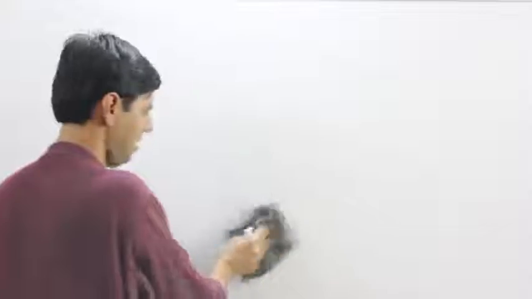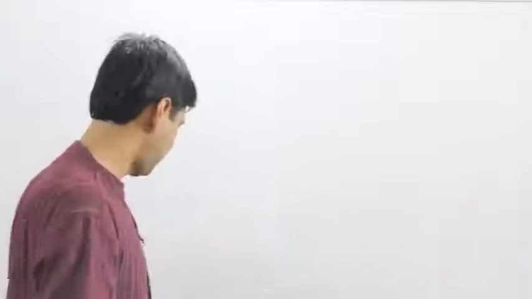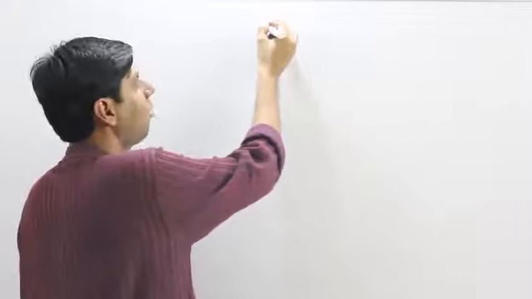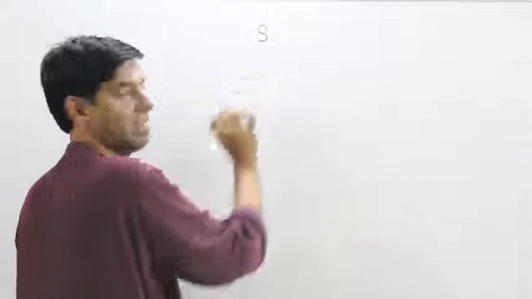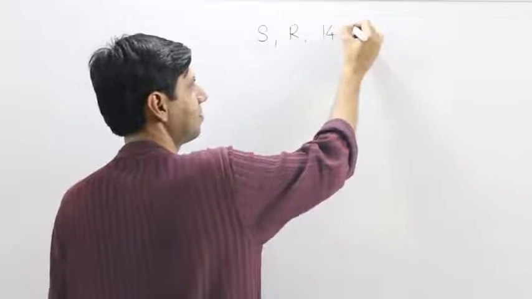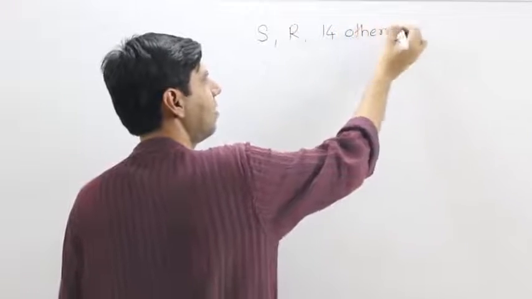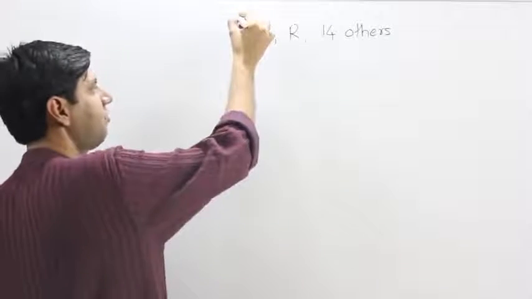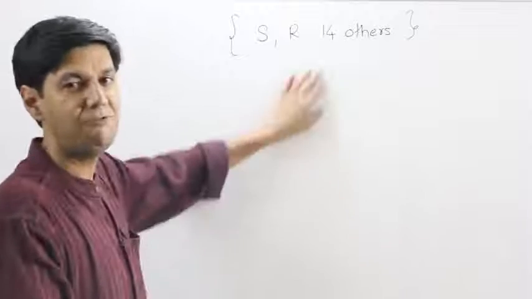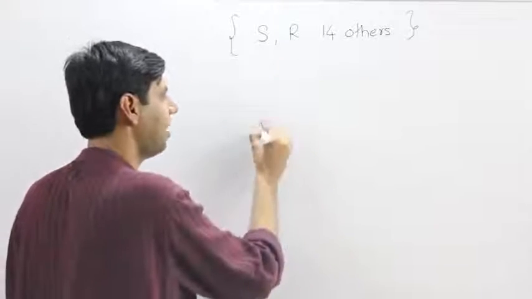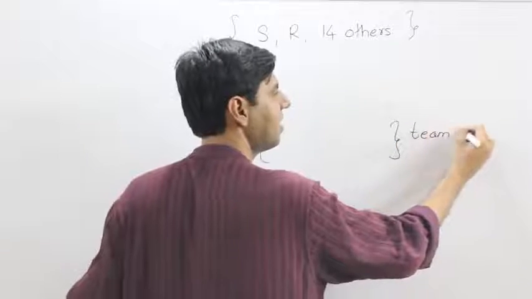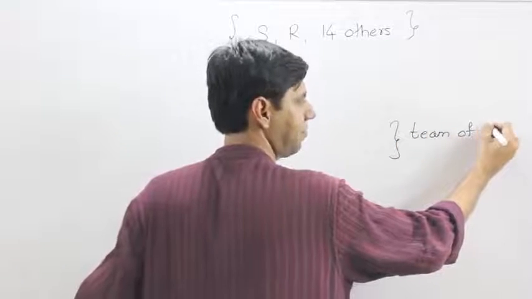One more question on combination. It's an easy one, also an interesting one. Let's say I have 16 players. Out of those 16 players, let me just name them. One is Sachin, one is Rahul, and there are 14 others. So think of it as a group of 16 players, and I want to select a team of 11. In how many ways can I select them?